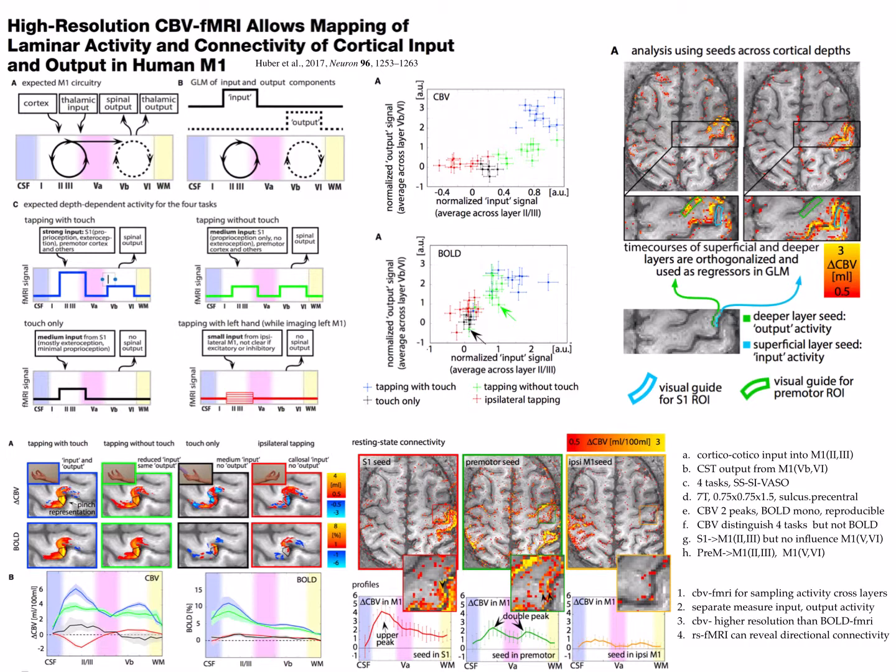But for premotor, it can both modulate the M1's output signal from layer 6, layer 5, and it can also give some input signal to M1's layer 2, layer 3. So this is the final result, and in sum, the author wants to say the CBV-based functional MRI can sample activity across layers, or across the depth, or across lamina. And the CBV-based functional MRI has higher resolution than BOLD functional MRI, so it can separate the measured input and output activity. And resting state functional MRI can reveal the directional connectivities.